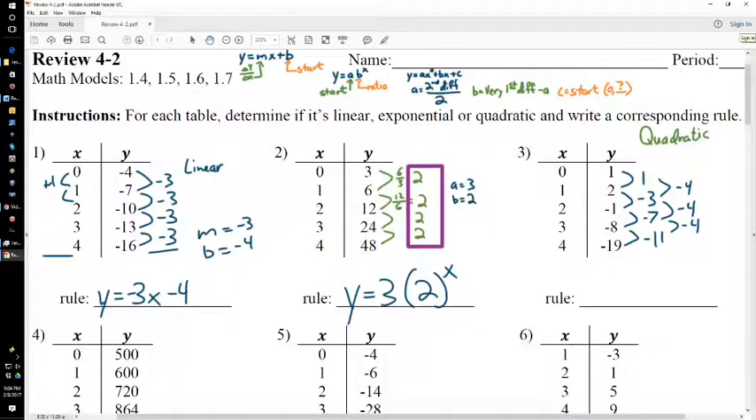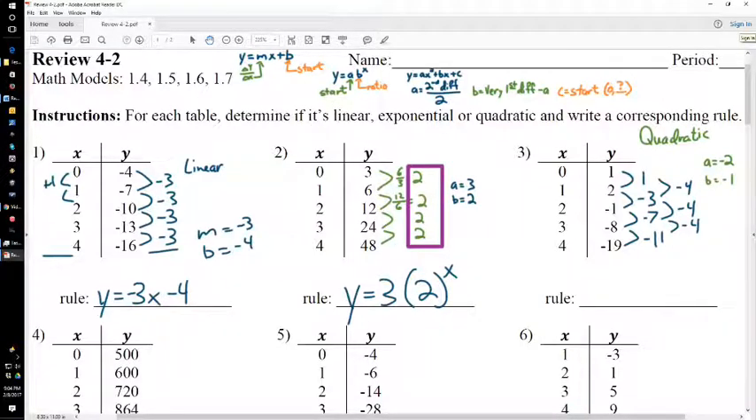Q-U-A-D-R-A-T-I-C. So we've got to find our A, B, and C. If you recall, A is your second difference divided by 2. So take your second difference, divide it by 2. Negative 4 divided by 2 is negative 2. Therefore, A equals negative 2. Right? B is your very first difference minus A. So in this case, your very first difference is 1. Remember, that's the difference between your starting point and the very first point. 1 minus A.